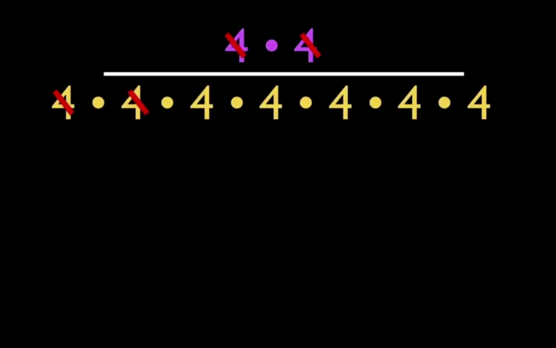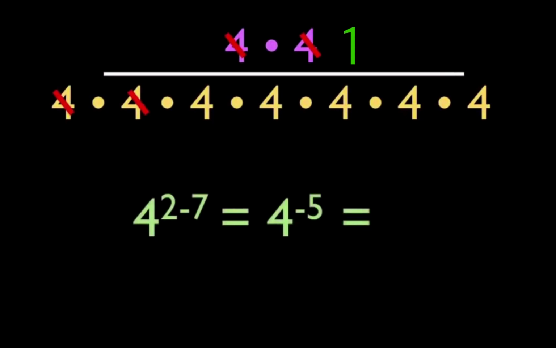4 divided by 4 is 1, not 0. So there should be a 1 left over on top and 5 4s in the bottom. Our shortcut rule tells us that 2 subtract 7 is -5, but students often mess that up. Be very careful, and my general rule of thumb is to always write out division problems.